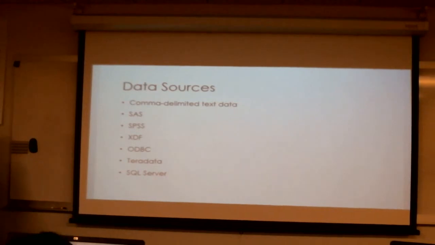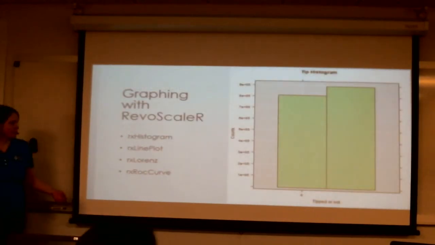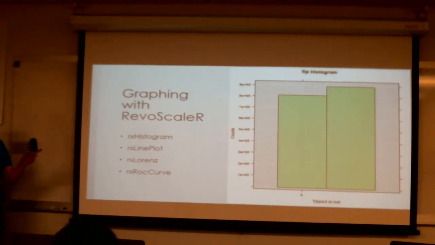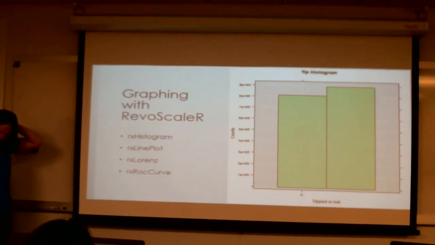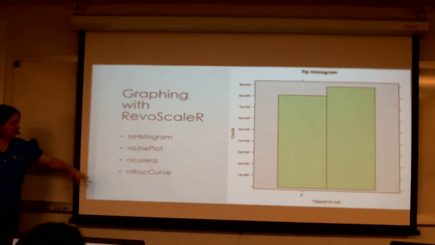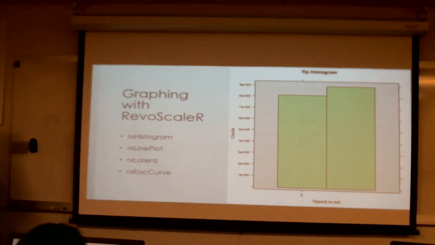What's nice, Microsoft has tutorials in their docs.microsoft.com documentation for RevoScaleR and revoscalepy. And so you'll get to see something that looks like this. This is off of the tipping from the taxi database, I believe. But these are various functions that they have for graphing: histogram, line plot, the Lorenz curve, the ROC curve. That's the kind of output that you're going to get in terms of the graphs.